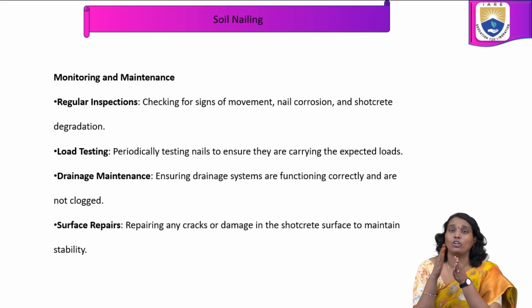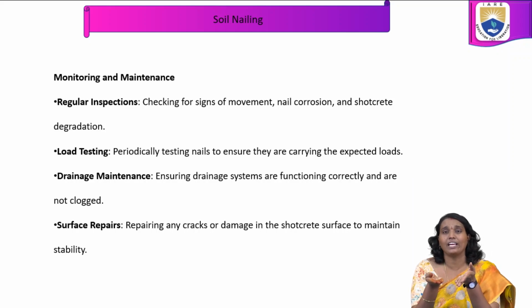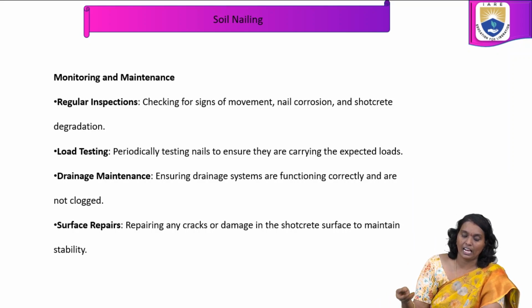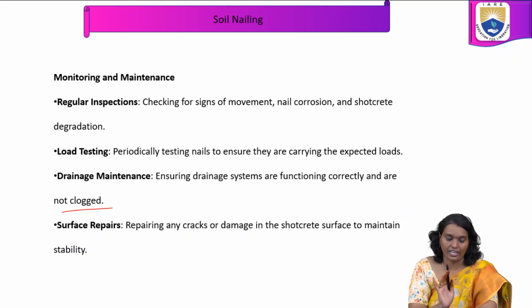We are going to do load testing, and periodically test the nails to ensure they are carrying the expected loads or not. Once we have done these load tests, if they are within the expected loads, it is okay. Otherwise we are going to carry out maintenance. Next, drainage maintenance: ensure drainage systems are functioning correctly and are not clogged. These are the things we are going to monitor.